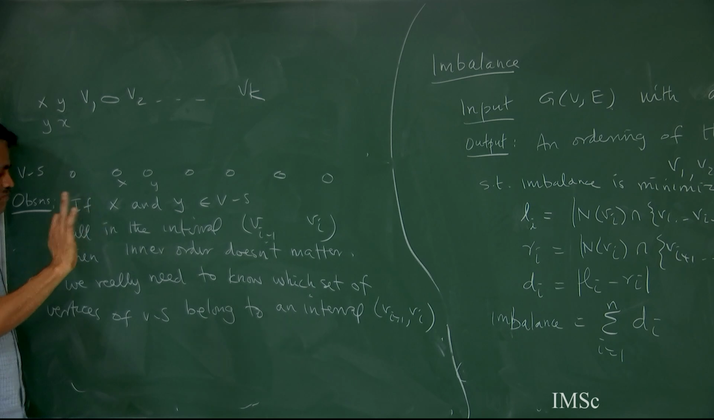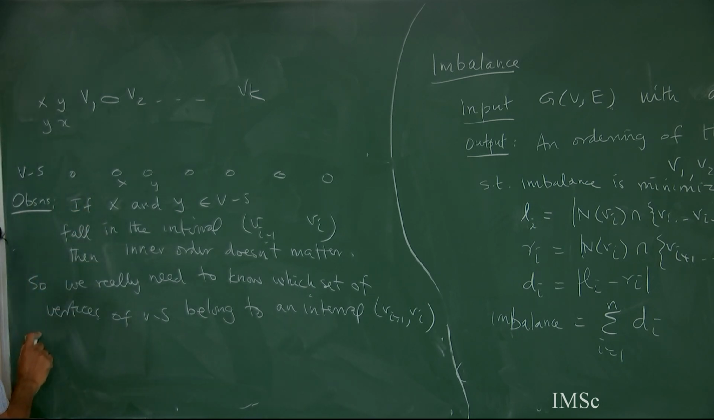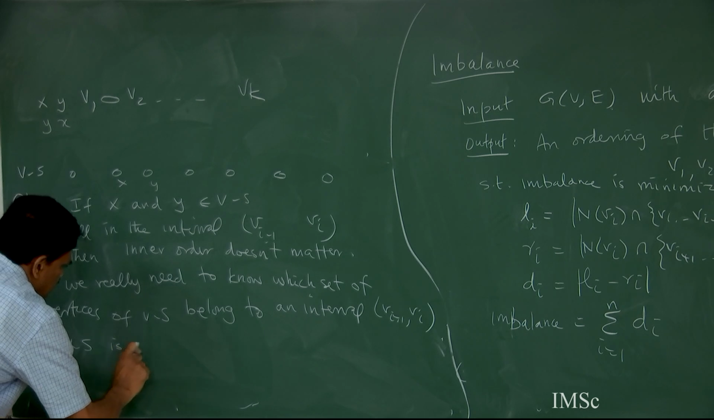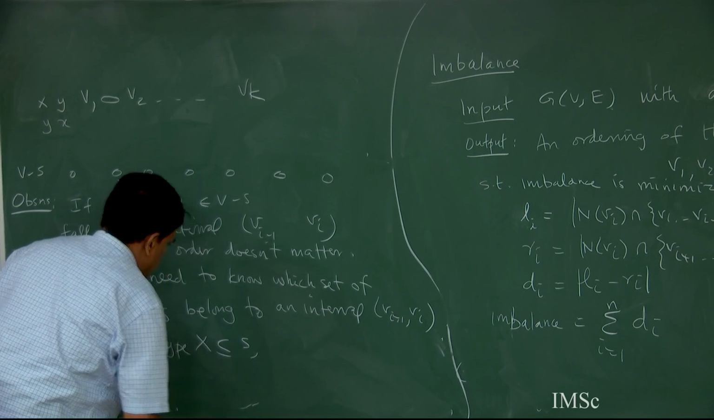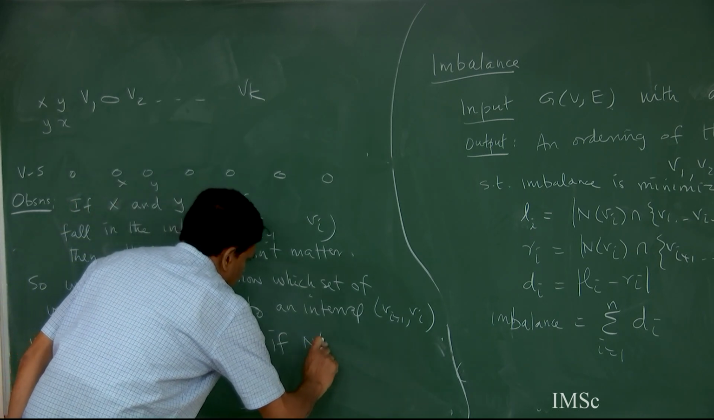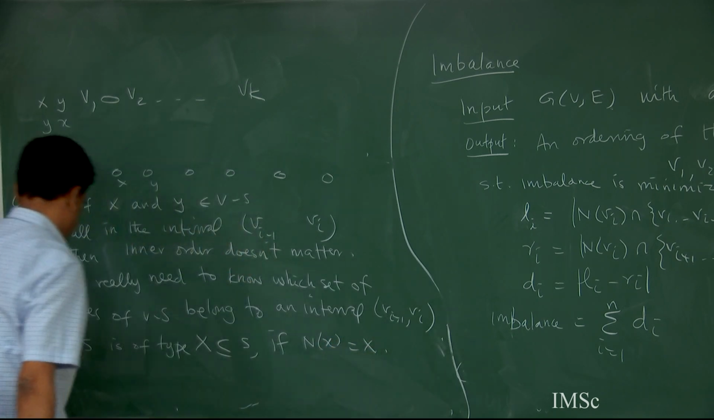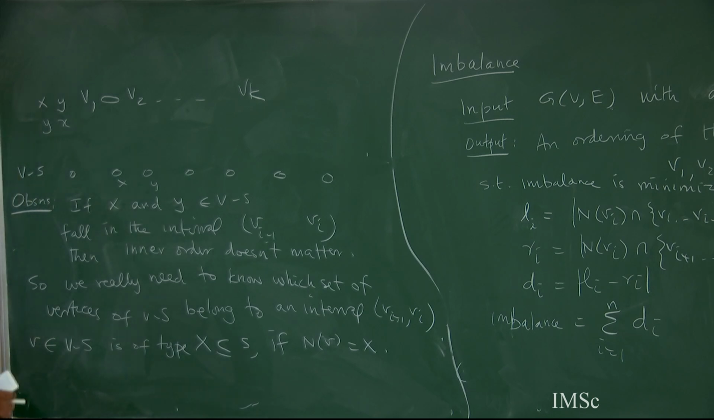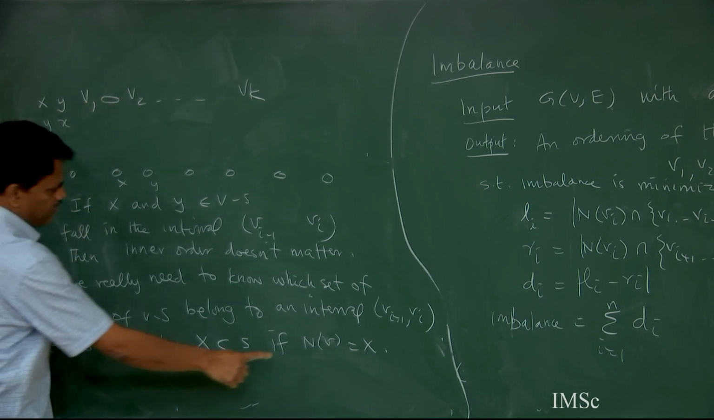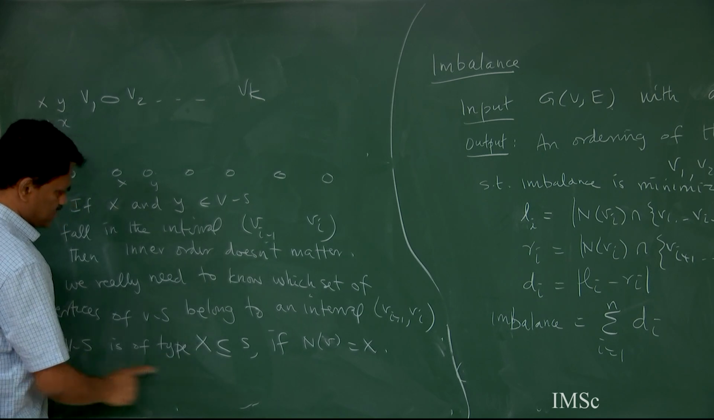All right, so let us define this. Neighborhood type: a vertex v in V minus S is of type X contained in S if N of v is equal to X. So for every vertex here there is a type, which basically depends on its neighborhood. If N of v is a particular X, then vertex v is of type X.